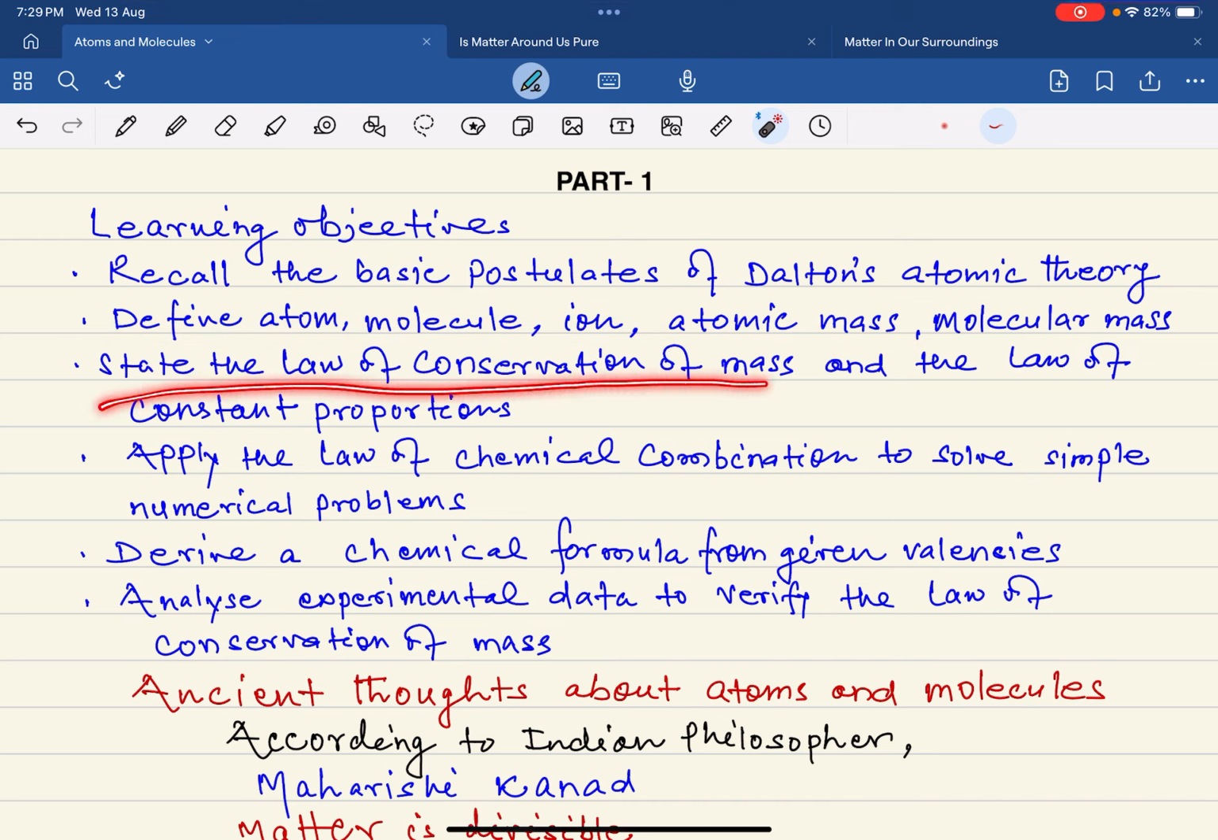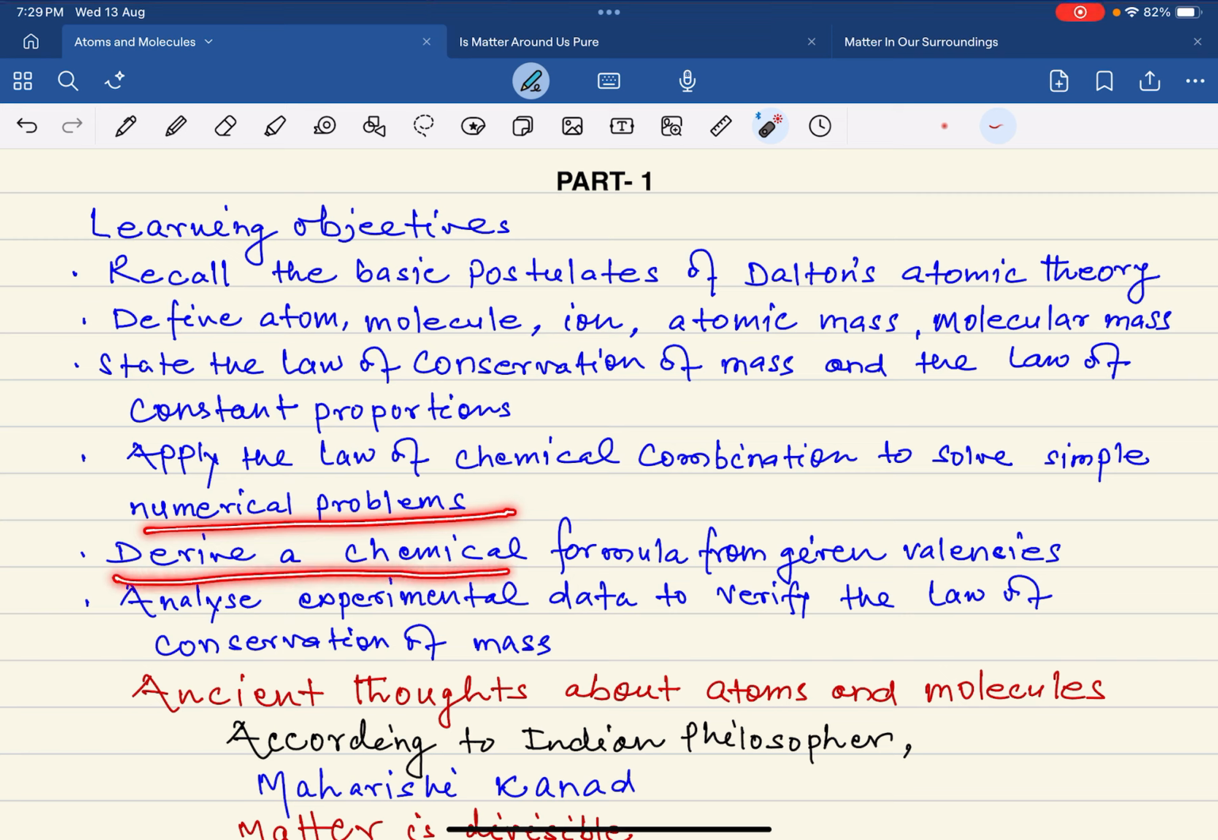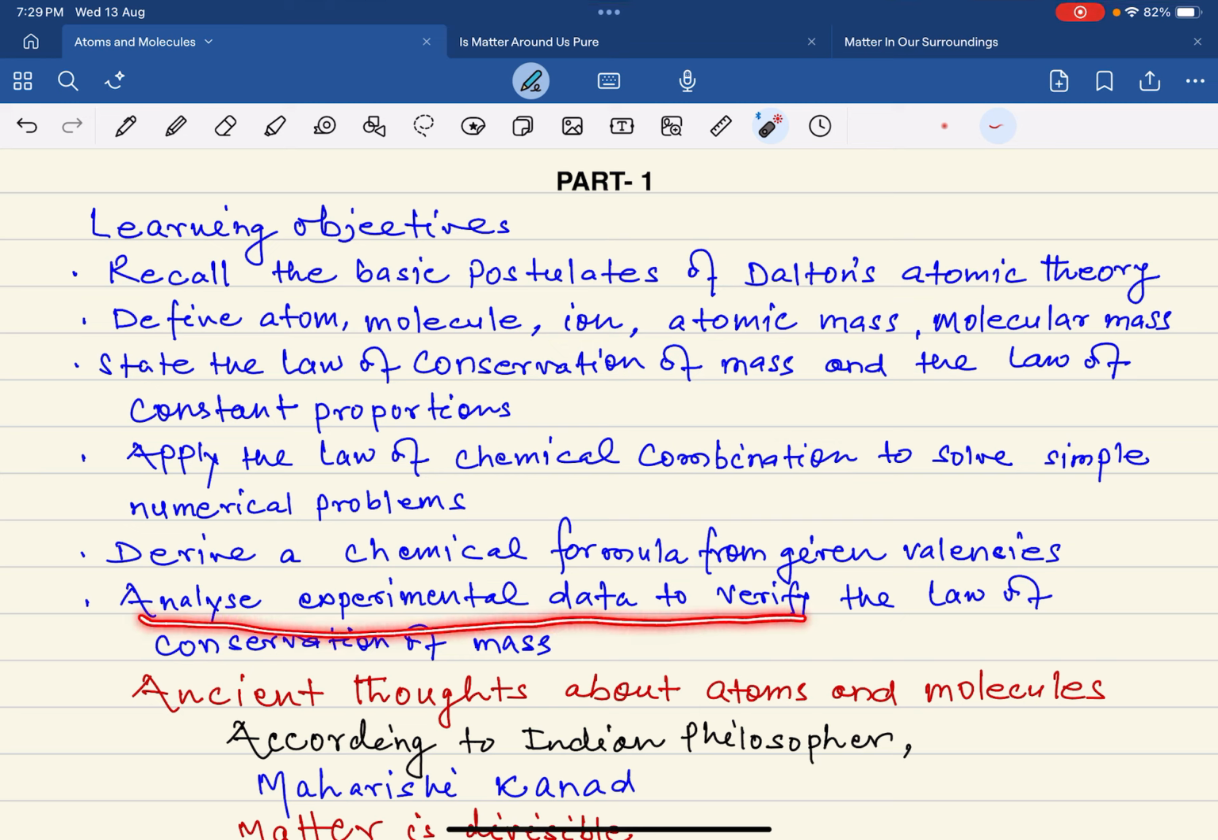State the law of conservation of mass and the law of constant proportions. Apply the law of chemical combination to solve simple numerical problems. Derive a chemical formula from the given valencies. Analyze experimental data to verify the law of conservation of mass.